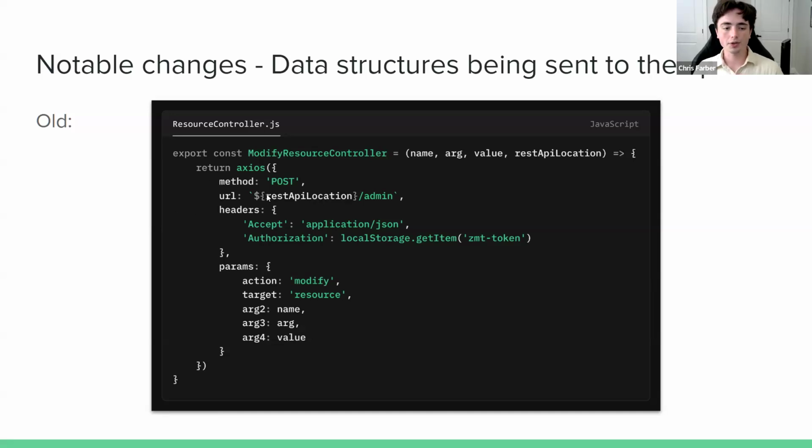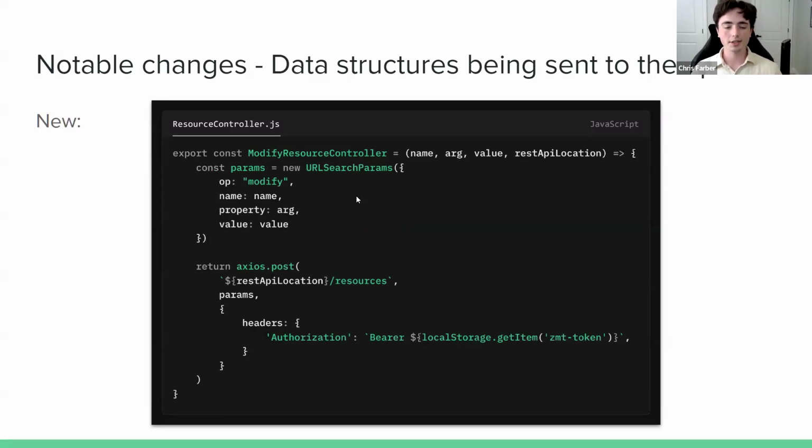And if you also notice here in the old method, it is sending requests to the admin endpoint, which in the HTTP API is now no longer an endpoint that is in use. Instead, it sends it to the resources endpoint. This kind of goes for all the other different kinds of data that can be managed. They all have their own dedicated endpoint for things such as modification rather than a general admin endpoint that they are being sent to.